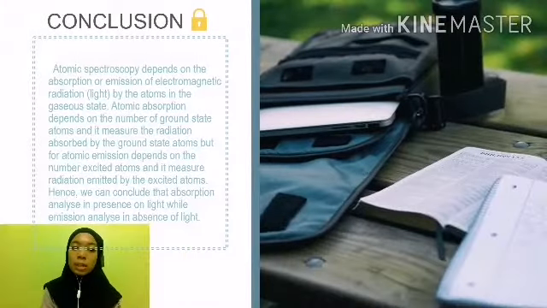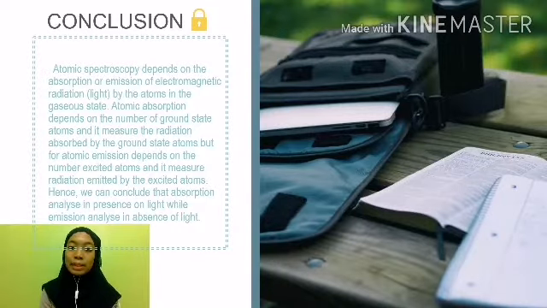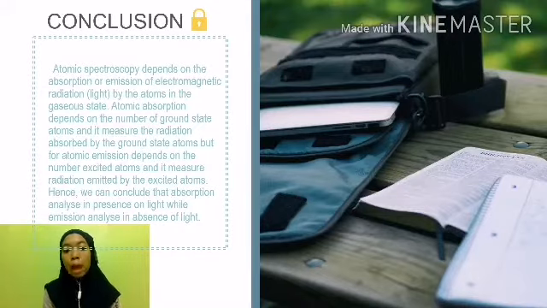Based on our presentation, I can conclude that atomic spectroscopy depends on the absorption or emission of electromagnetic radiation by atoms in the gaseous state. Atomic absorption depends on the number of ground-state atoms, but atomic emission depends on the number of excited atoms. So we can conclude that absorption analysis is in the presence of light, while emission analysis is in the absence of light.